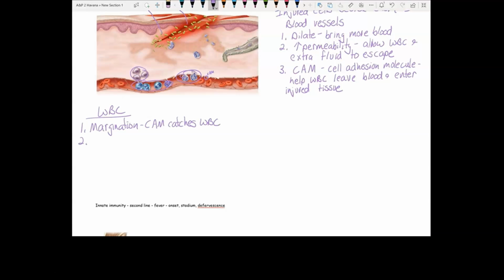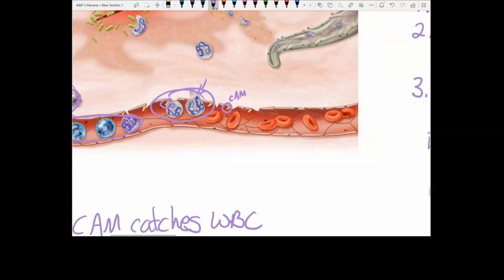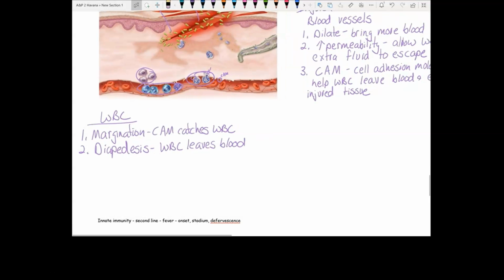Next, the white blood cell has to leave the blood. That is called diapedesis. We can see that right here. This white blood cell is crawling out of the capillary to enter the injured tissue. Once the white blood cell is out of the blood, it has to migrate to the injury. That is chemotaxis.